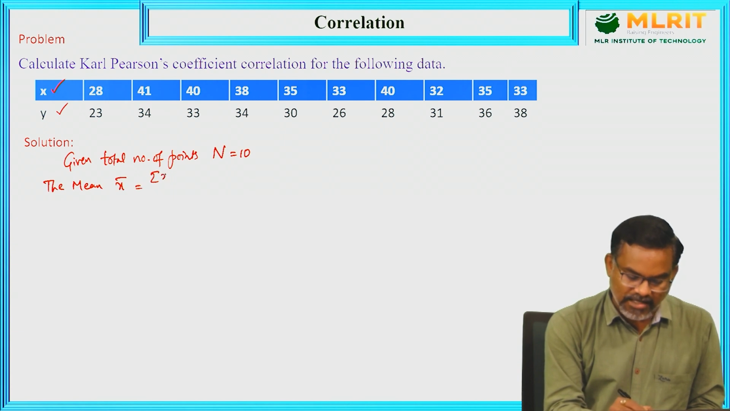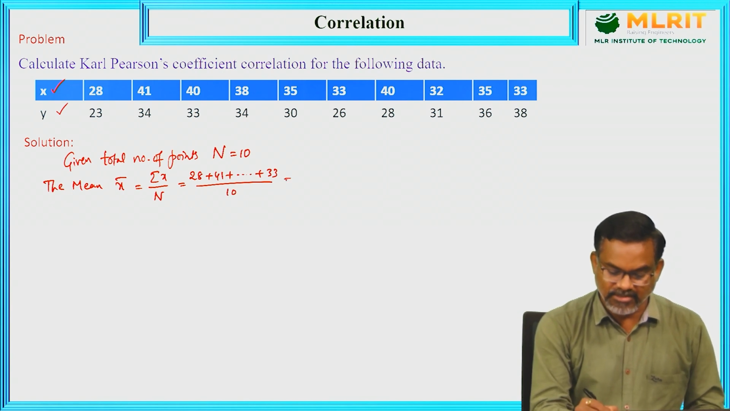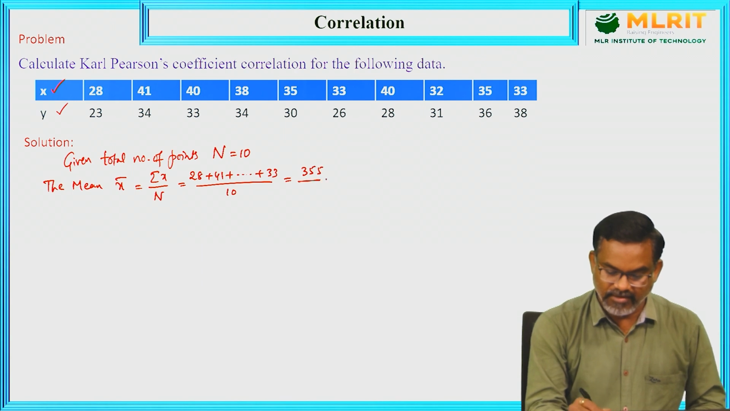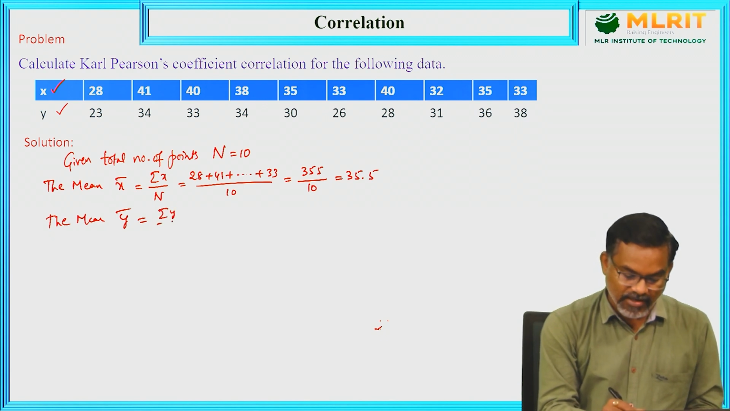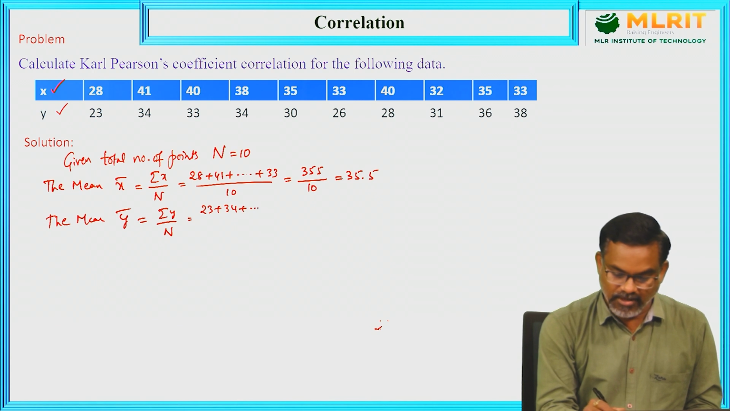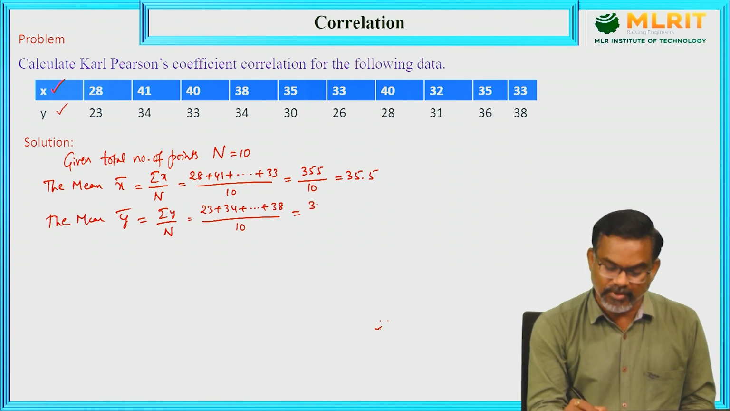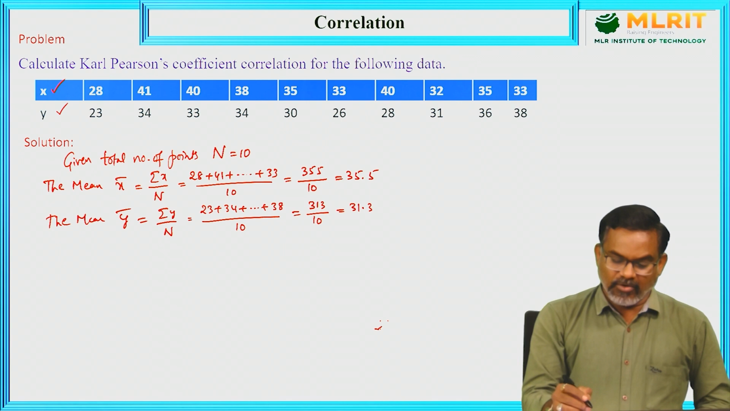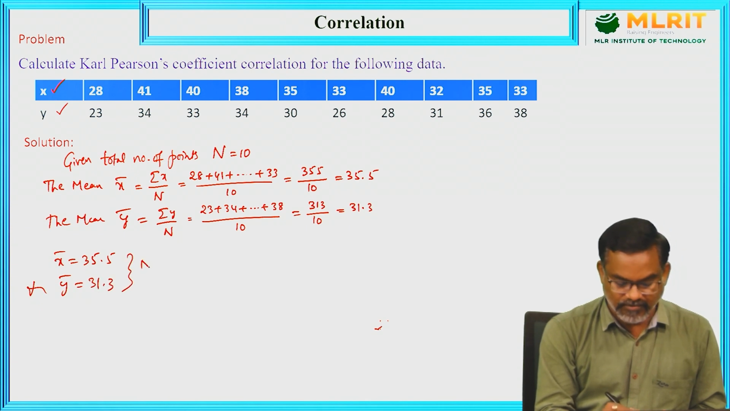The mean x bar is sigma x by n, so 28 plus 41 plus so on plus 33, divided by the total 10 values. This answer is 355 divided by 10, so 35.5. Similarly, let us calculate the mean of the y values, y bar, sigma y by capital N: 23 plus 34 plus so on plus the last value 38, divided by 10. The sum in the numerator is equal to 313, divided by 10, which gives 31.3. Now it is very clear that x bar is 35.5 and y bar is 31.3, which are not whole numbers.